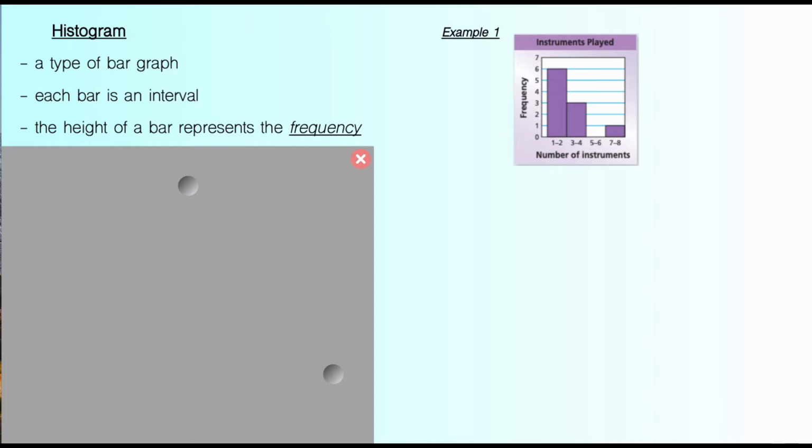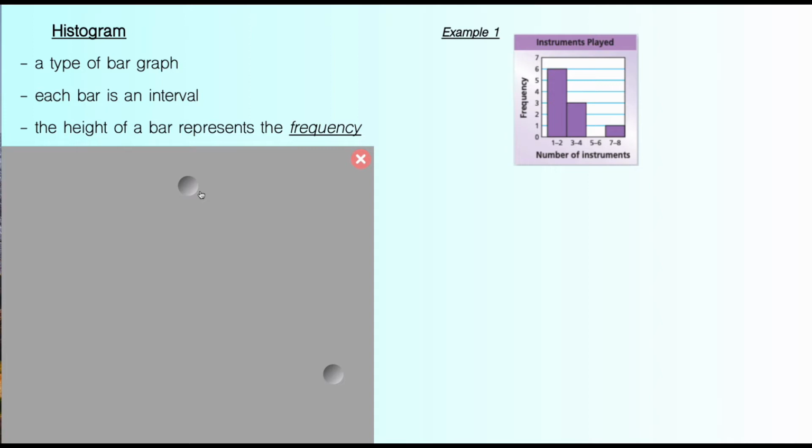The frequency of a person playing 3 or 4 instruments is 3. The frequency of someone playing 5 or 6 instruments is non-existent. That does not have anything happening there. And the frequency of someone playing 7 to 8 instruments in this particular example is 1 person. But yeah, that is the very basics of what a histogram is.